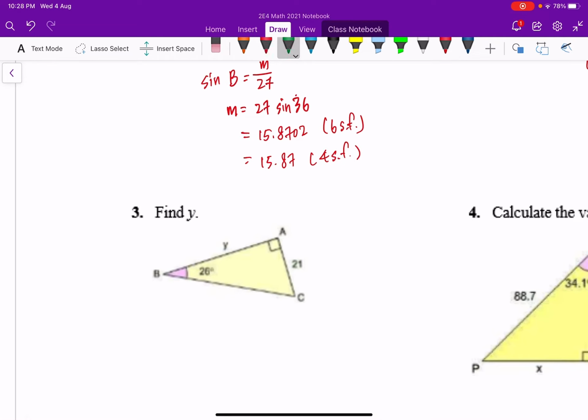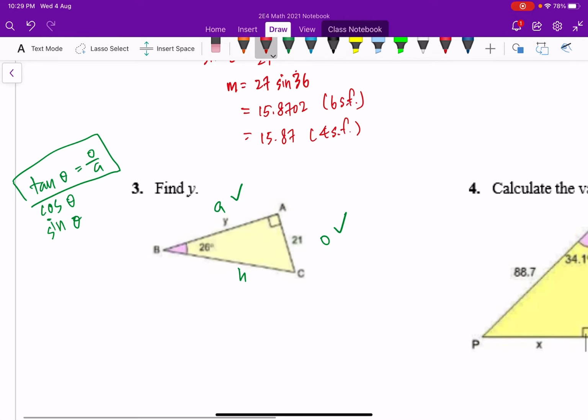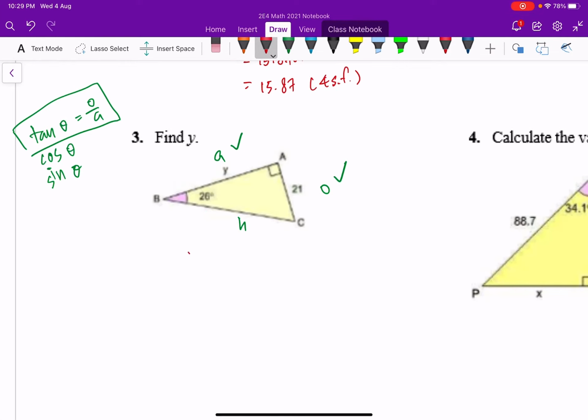Next, find Y. So this is my H, this is my O, and this is my A. I definitely need to use my A, and I'm given O. So based on tangent, cosine, and sine, which one should I use? If I want to use O and A, it has to be tangent. So you need to choose the correct trigo ratio first before you begin. So tangent, I can write it straight away now. Tangent 26 equals to 21 over Y.